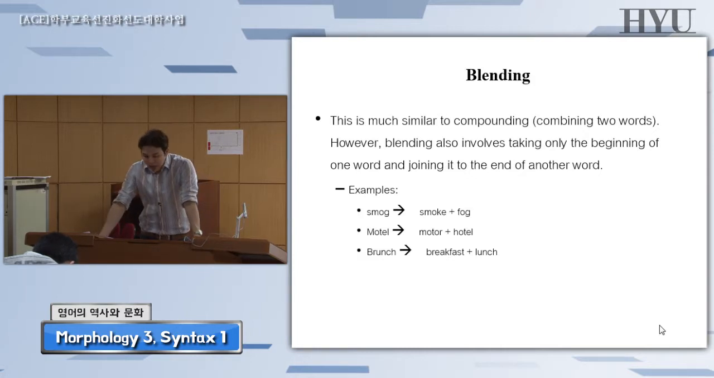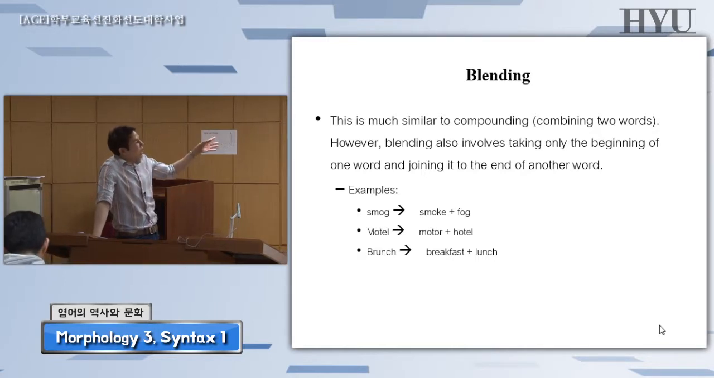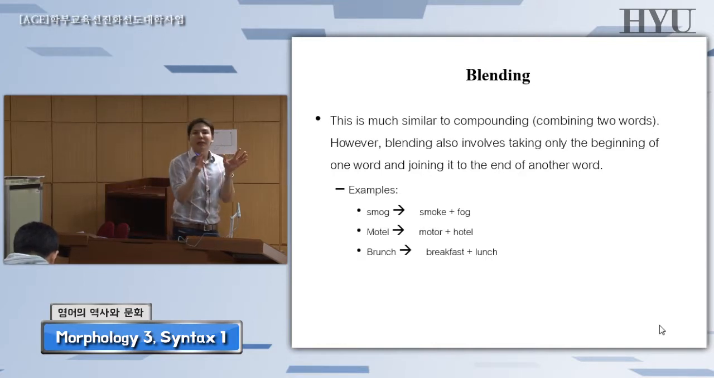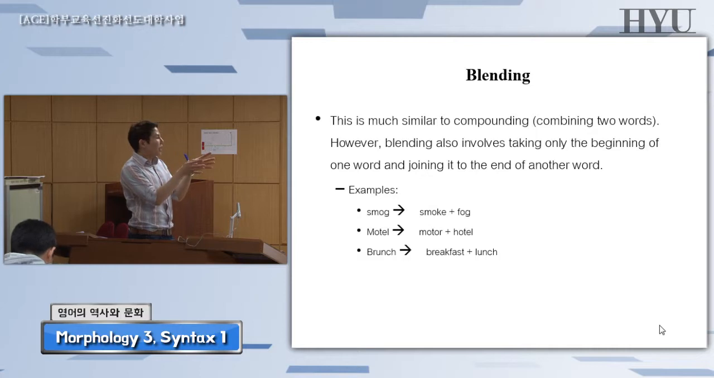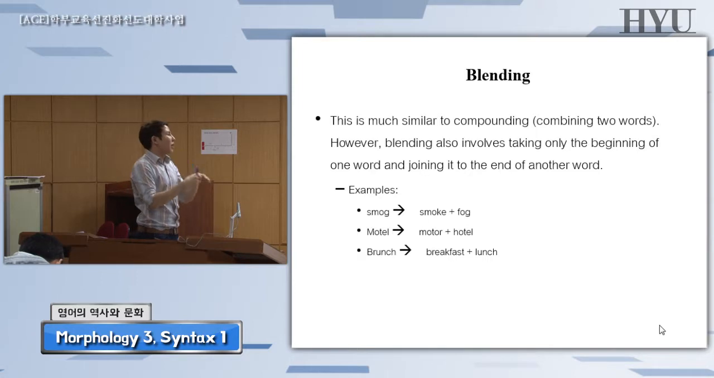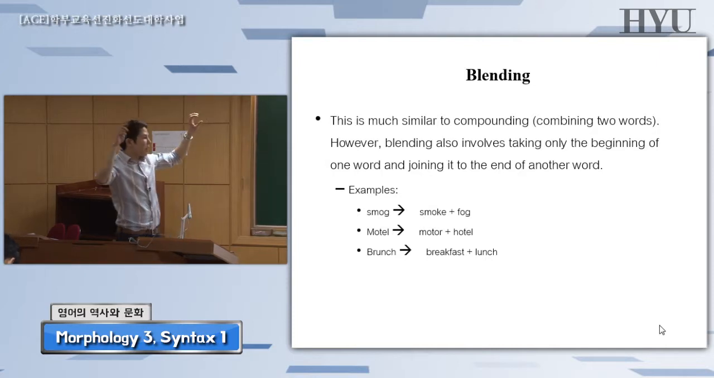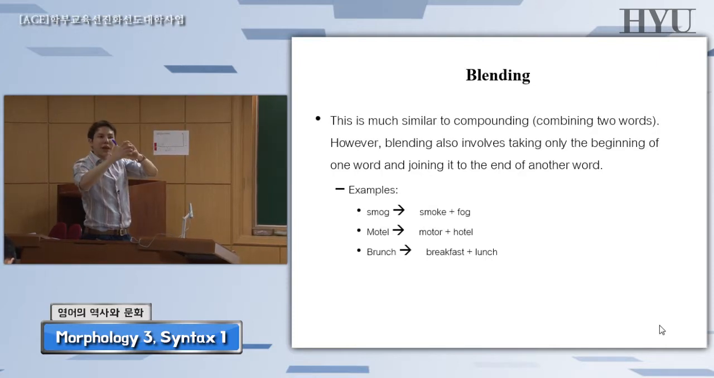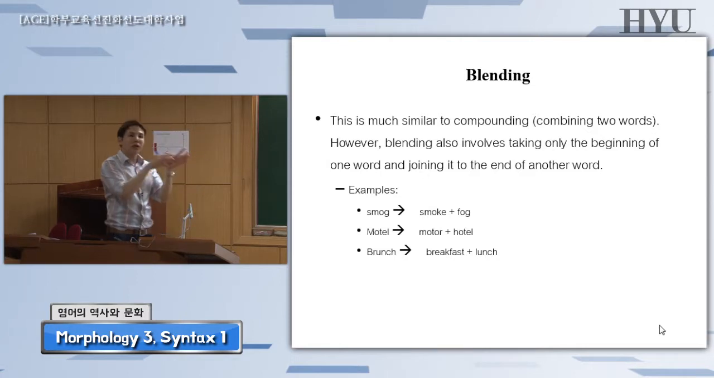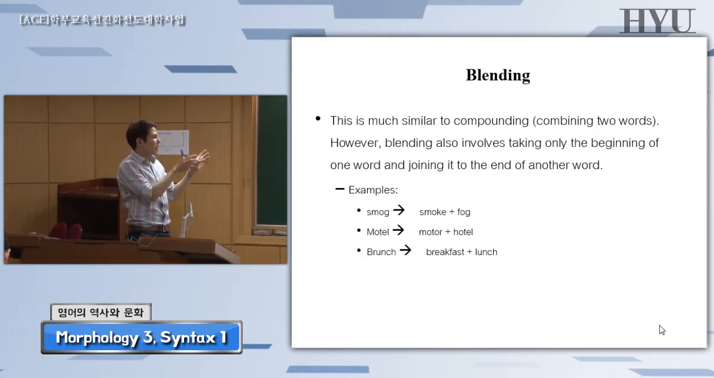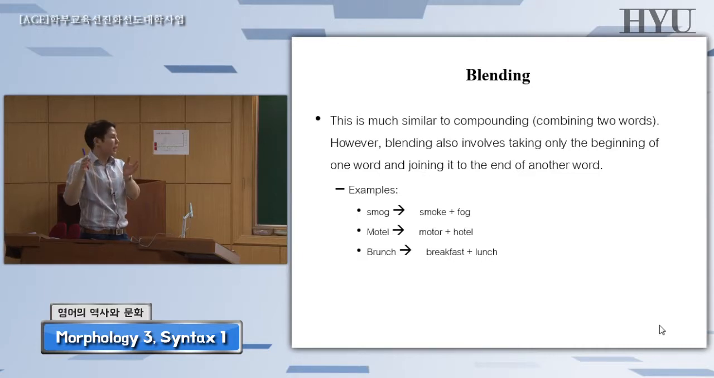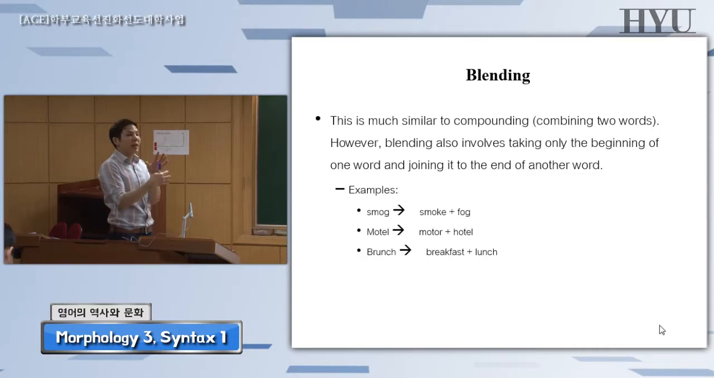And the next type is called blending. Blending is compounding plus clipping, okay? Clipping is to cut. You cut or you clip part of a word, and you clip another part, and then you join them together. Like smog is smoke and fog. So you cut the SM from smoke, and you cut the OG from fog, and you combine them together, okay? Motel, motor and hotel. Brunch, breakfast and lunch. You cut the BR and then UNCH from the other word. So that's called blending.